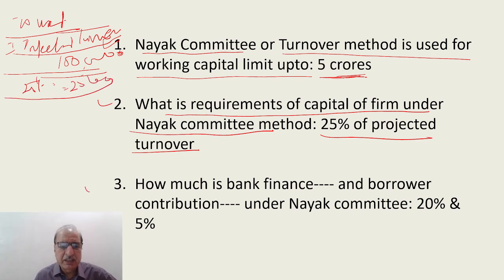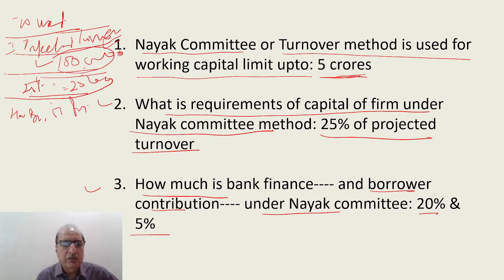Then question number 3 comes here. How much is bank finance and borrower contribution under the Nayak Committee? We say 20% the bank will finance and 5% will be brought by the borrower. So here the question comes up. We have seen the projected turnover is 1 crore. Then the firm's requirement will be 25% of the projected turnover, that is 25 lakh. So how much will the borrower contribute? 5% of the projected turnover. So out of 1 crore projected turnover, 5% will be 5 lakh. 5 lakh will be brought by the borrower and 20 lakh will be financed by the bank.